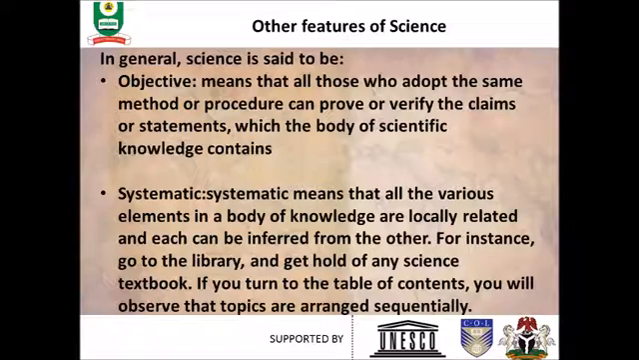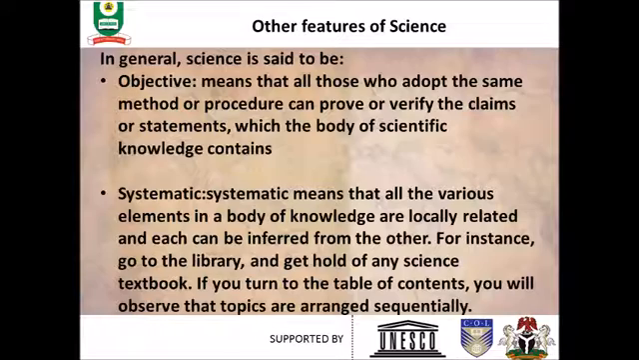Other features of science. In general, science is said to be objective, systematic, reliable, and so on. Being objective means that all those who adopt the same method or procedure can prove or verify the claims or statements which the body of scientific knowledge contains.